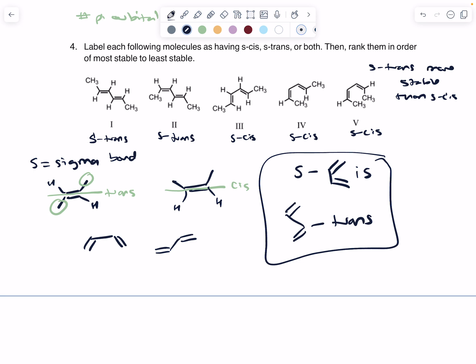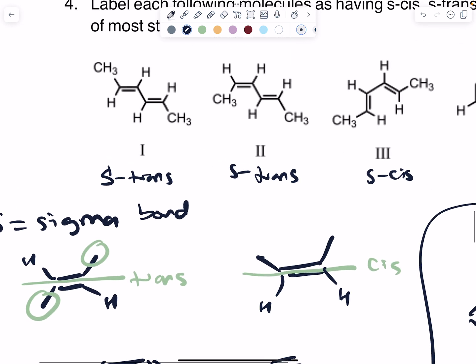And within that, each individual double bond, trans is more stable than cis. So looking at one here, we have a double bond that's trans and another double bond that's trans. If you drew a line through them, you can see the hydrogens are on opposite sides. So this is S trans, and it has two trans bonds.